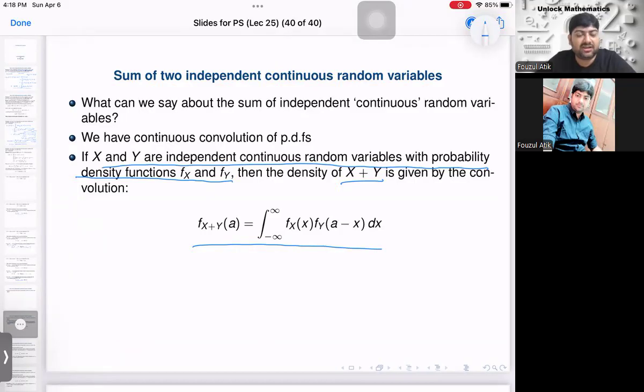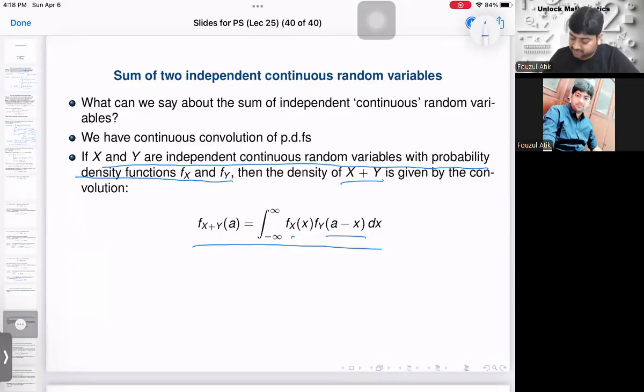at a. In that case, it is not the summation but the integration. So take all x and fY of a minus x so that their sum is a, and take the sum over all x. So here we do the integration over x from minus infinity to plus infinity. This is the continuous convolution of PDFs, because fX and fY are the marginal PDFs.